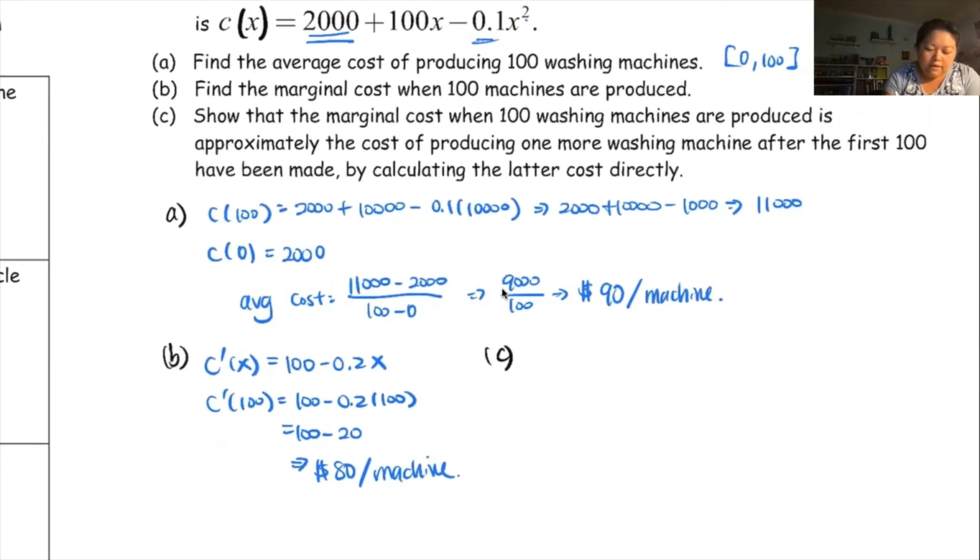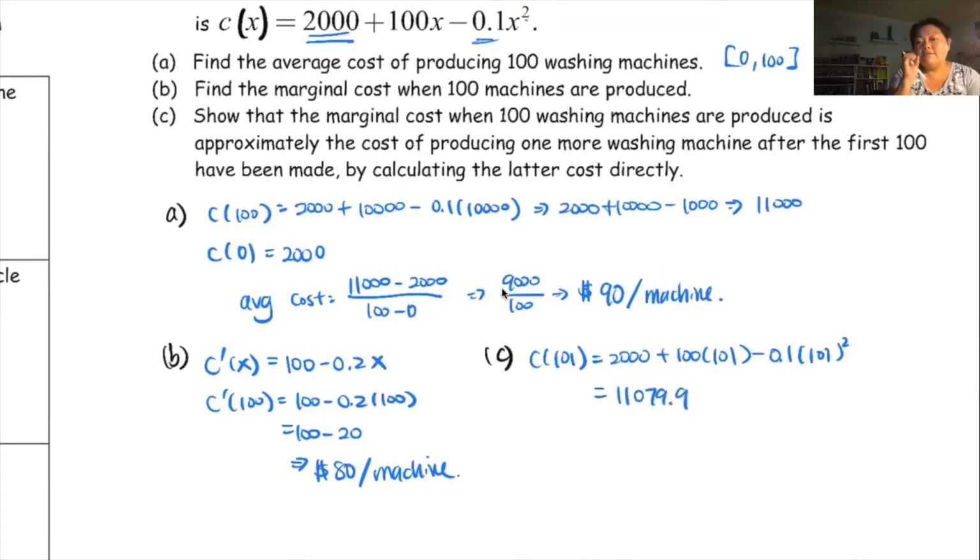So the cost of producing 101 machines, I'm going to plug it into my original equation, is 2,000 plus 100 times 101 minus 0.1 times 101 squared. And no, I'm going to be honest with you, I don't calculate this by hand. So the answer was 11,079.9, right? But that's not the cost of producing the 101st machine. This is the cost of creating 101 machines in total.